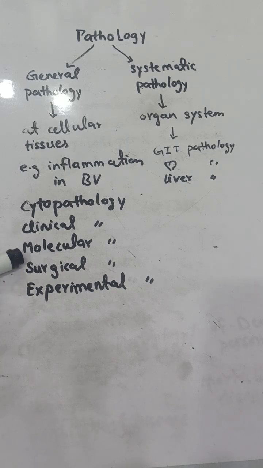Next is molecular pathology, the study of disease at the molecular level, not cellular level, not tissue level. We are discussing the pathology at the molecular level. We study any kind of molecule present in our body, and we study how this molecule is causing a disease. This is called molecular pathology. Surgical pathology means to study a tissue removed during a surgery.